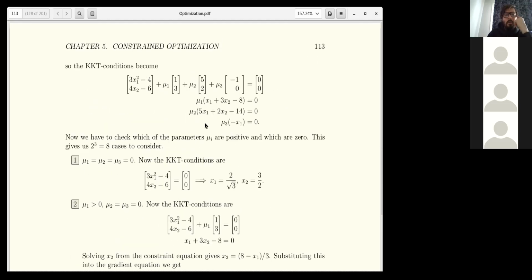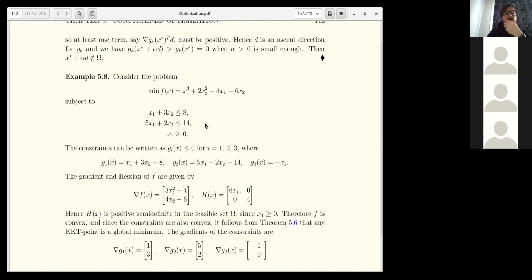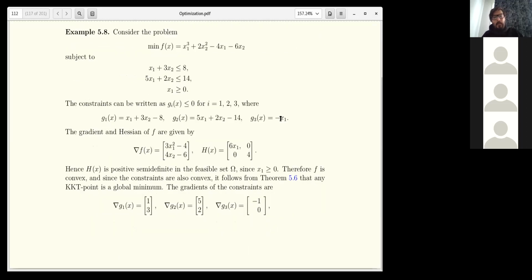Remember, we could have multiple KKT conditions, but then the cost function should be equal in all of them, because this is convex. These conditions are convex because they're pretty much linear. And theorem 5.6 says that any KKT point should be a global minimum. So if we get two different KKT points and the function's value is different in these two points, then we have some problem. Something has gone wrong.